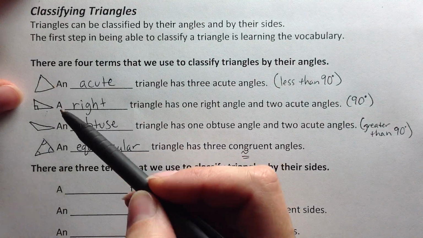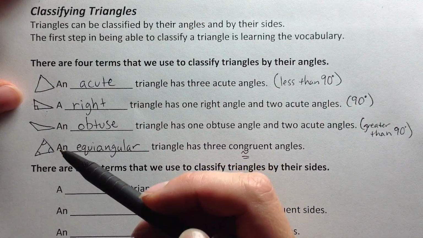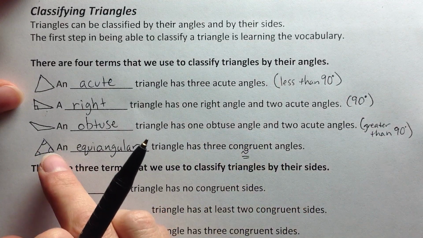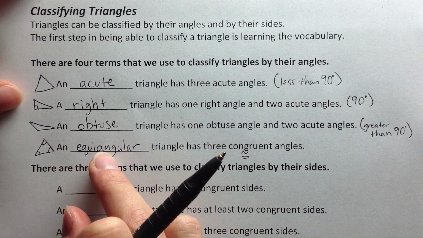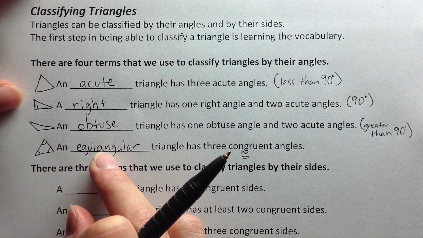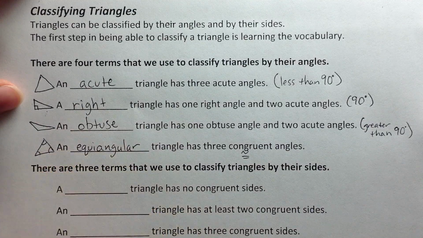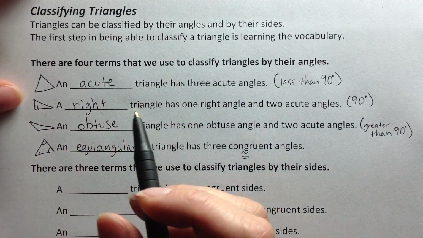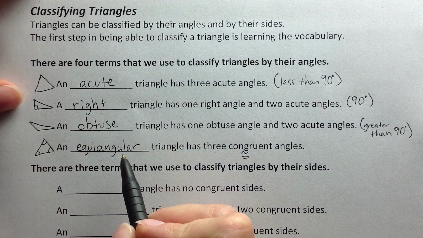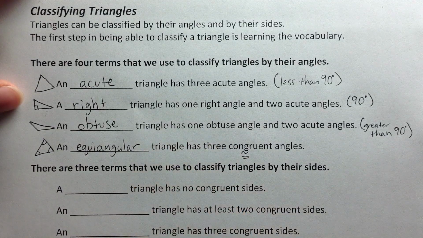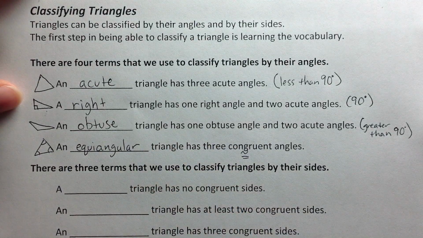If you notice, my acute triangle and my equiangular look a lot the same. And that's because an equiangular triangle will always be acute. Okay, those angles all measure 60 degrees, and we can talk about that more later. But an equiangular triangle could be called acute, but you always want to use the most specific vocabulary.